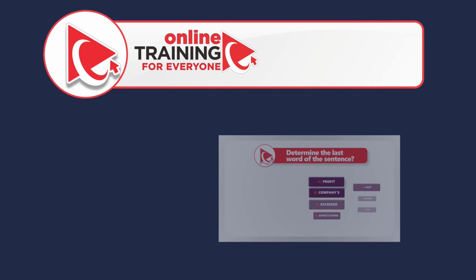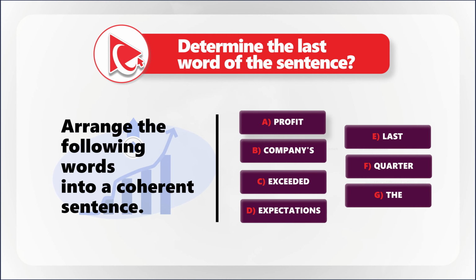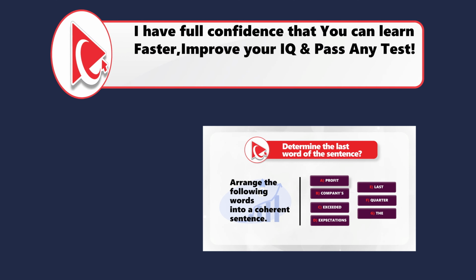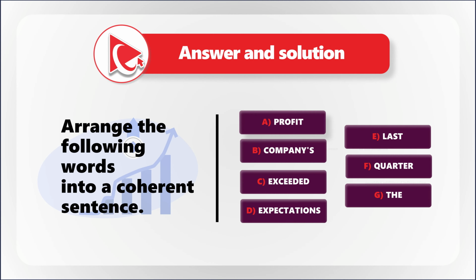Here's a very interesting question where you're presented with 7 words and you need to determine the last word in a sentence. The words are profit, companies, exceeded, expectations, last, quarter, and the. You need to arrange the words into a coherent sentence and determine the last word in the sentence. Take a close look to see if you can come up with the solution. Ready or not, I am moving forward to share with you my version of the answer, and if you have a different solution, please make sure to post in comments.